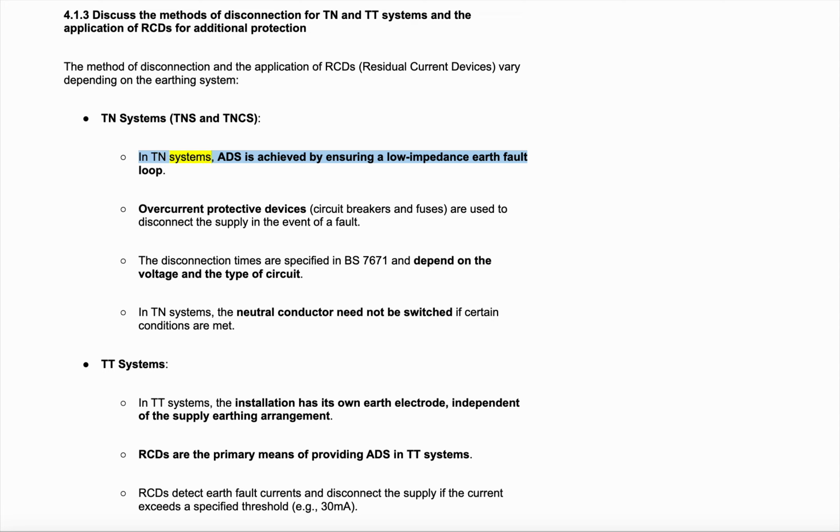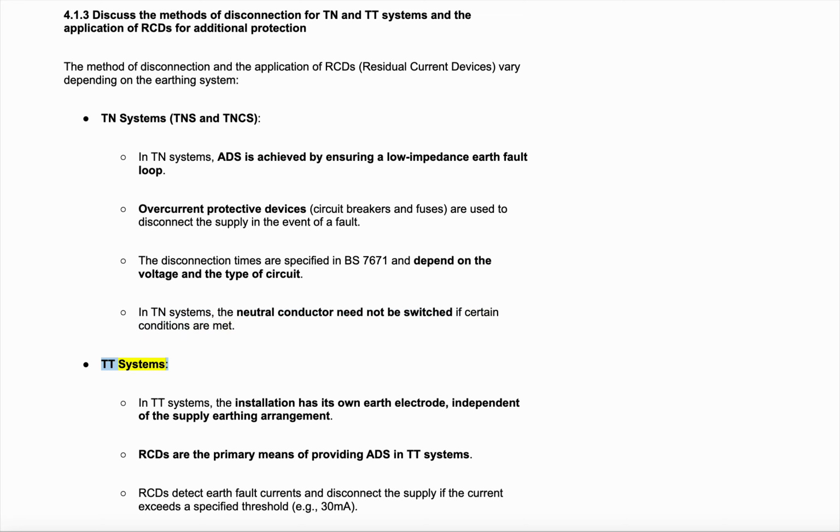In TN systems, ADS is achieved by ensuring a low-impedance earth fault loop. Overcurrent protective devices, circuit breakers and fuses, are used to disconnect the supply in the event of a fault. The disconnection times are specified in BS 7671 and depend on the voltage and the type of circuit. In TN systems, the neutral conductor need not be switched if certain conditions are met.